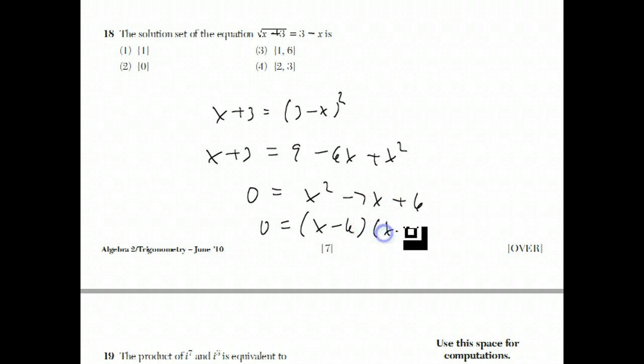x minus 6, x minus 1. So we get two answers, x equals 6, x equals 1. You've got to check your answers, because when you square both sides, you run the risk of introducing something called extraneous solutions.